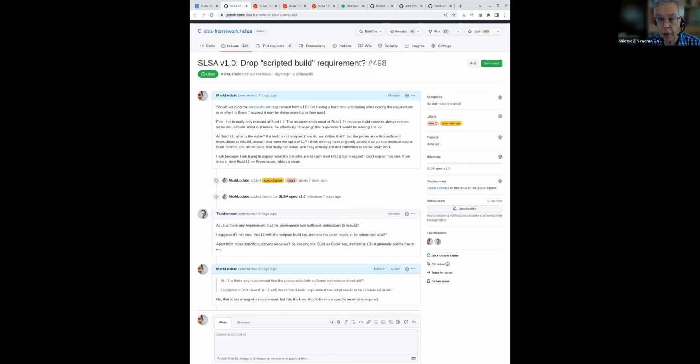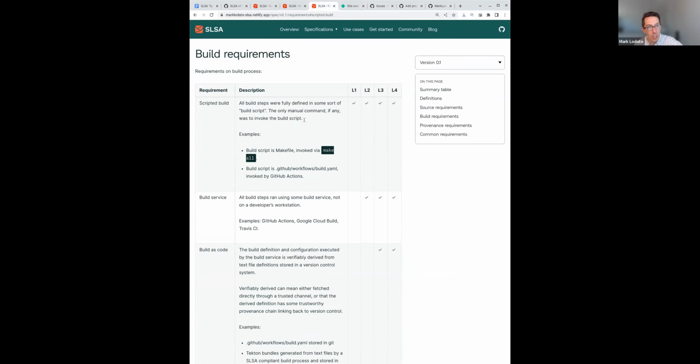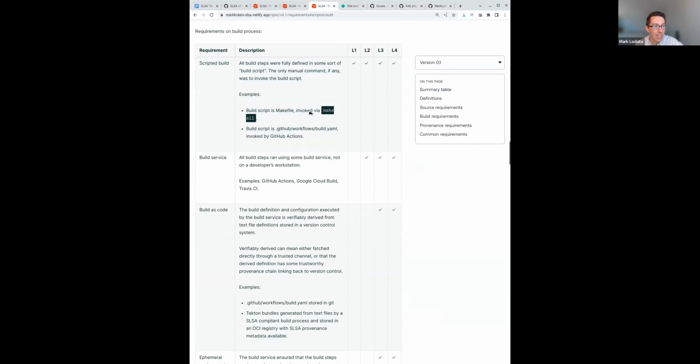And move it to a different level, or just removing? I would remove the requirement in this table, assuming we keep a table that looks like this. I would just remove this entirely because I think it's implicit.